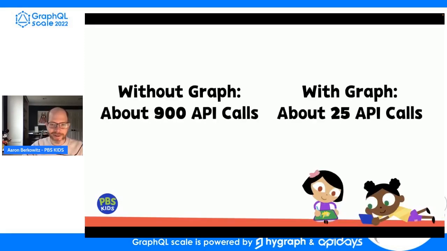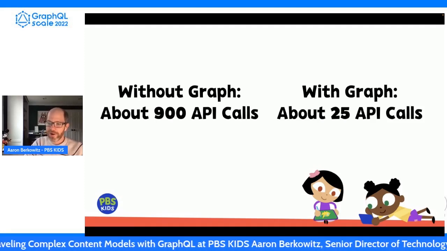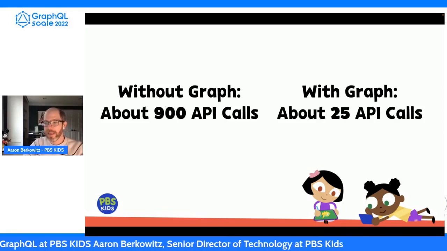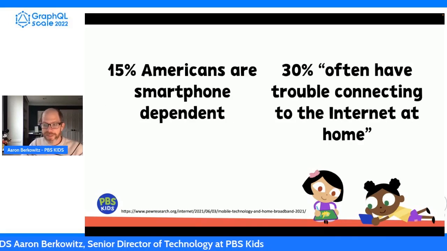Going from around 900 API calls to about 25 API calls. And this is important for a number of reasons. It makes our client applications much easier to build, but also makes them far more accessible for families without broadband internet access or unreliable connectivity. And that's a huge part of our mission.